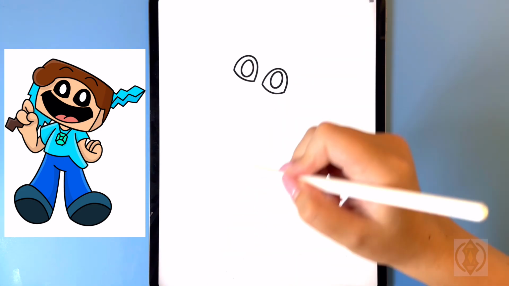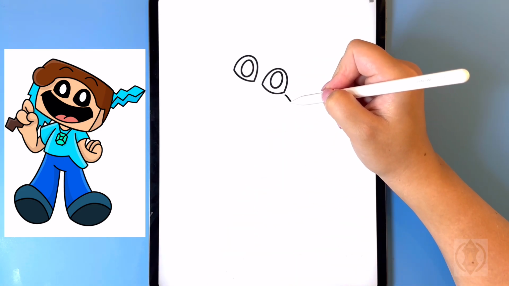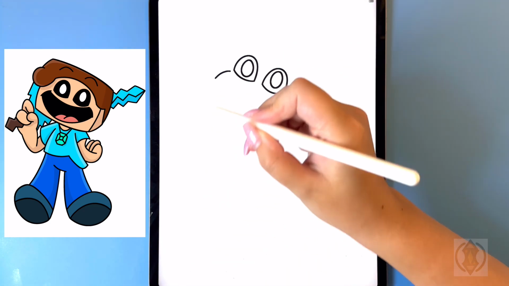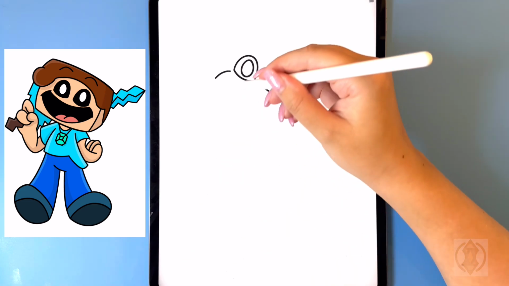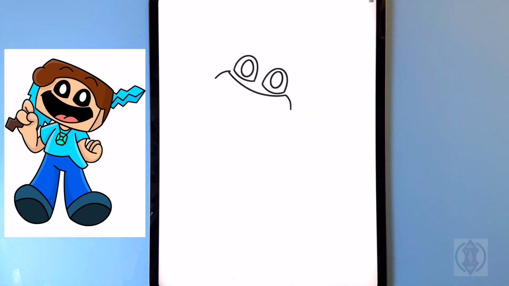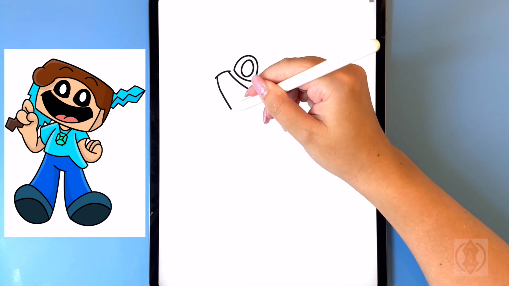And now let's draw in the mouth. So coming down from the corner of the eye, we're going to curve this line down. And then we'll do the same thing over on the left. Let's close off the top of the mouth now with a curved line from left to right. And then we'll replicate this again on the bottom.